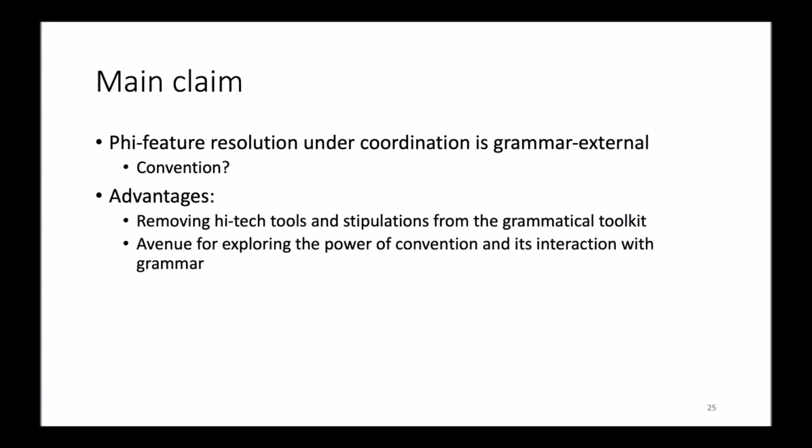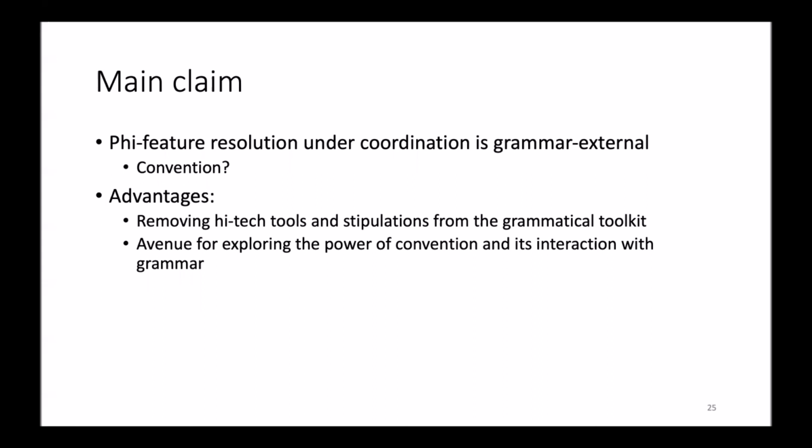So going back to the main claim that you already know, I propose that Phi-feature resolution under coordination is grammar external and perhaps is something like a matter of convention. The advantages of this proposal, in my view, are that we would remove the high-tech tools as well as stipulations from the grammatical toolkit. And also we could open up an avenue for exploring the nature or the power of convention in language use, or language in general, and how convention interacts with grammar.